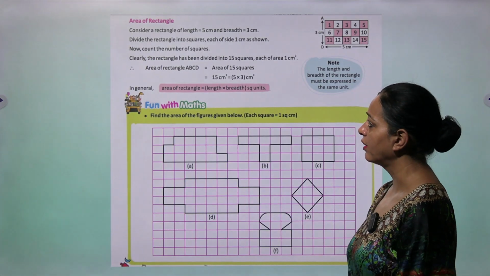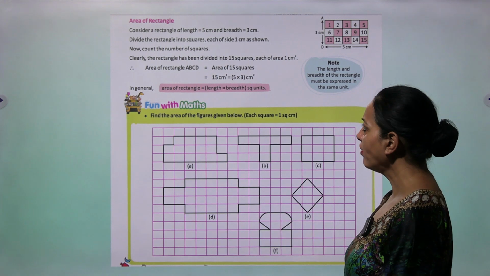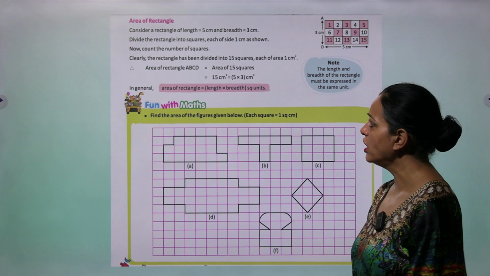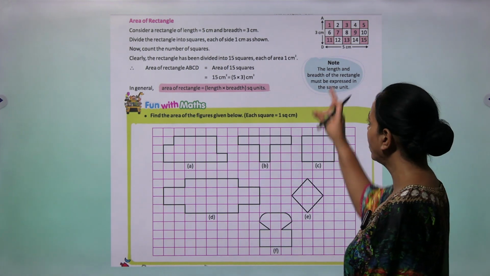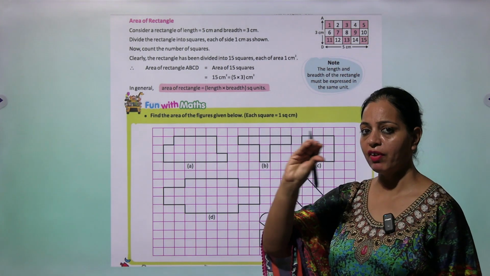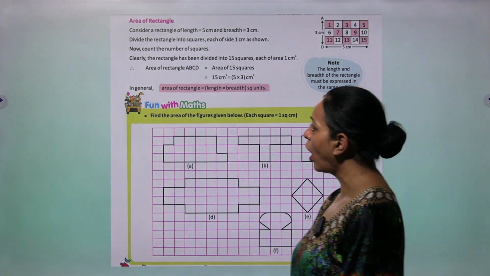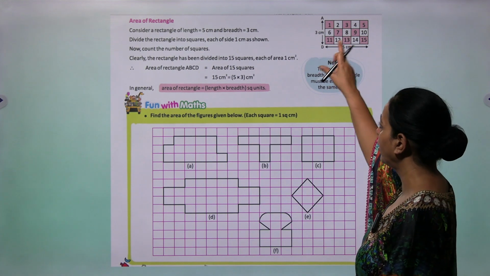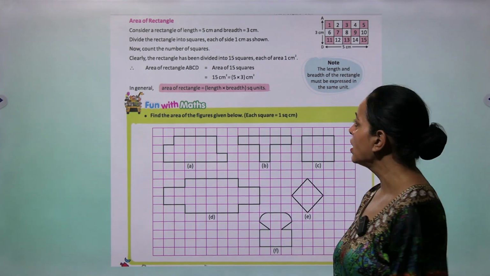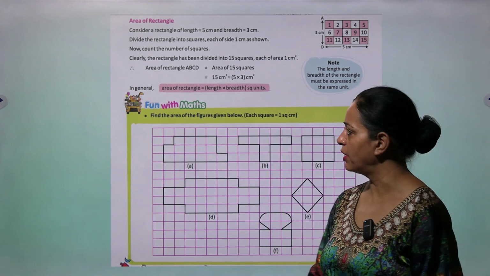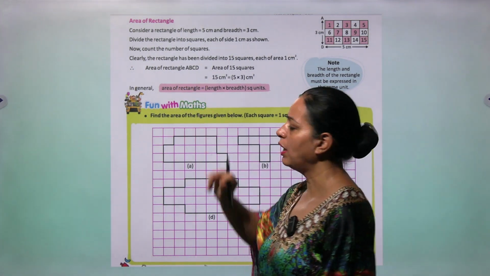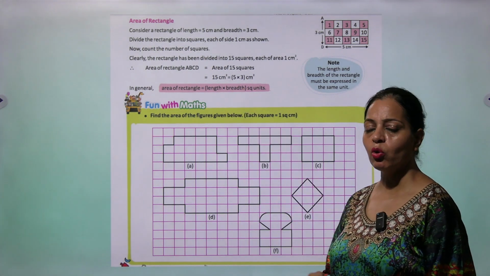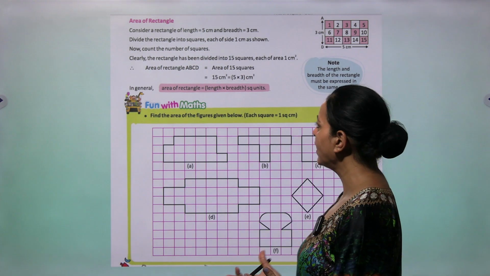So area of rectangle. Consider a rectangle of length 5 centimeter and breadth 3 centimeter. Divide the rectangle into squares, each of side 1 centimeter as shown. हमने divide कर दिया इसको 1 centimeter के squares में. So now count the number of squares. Clearly the rectangle has been divided into 15 squares, each of area 1 centimeter square. So area of rectangle ABCD is area of 15 squares means 15 centimeter square. Means 5 into 3 centimeter square.